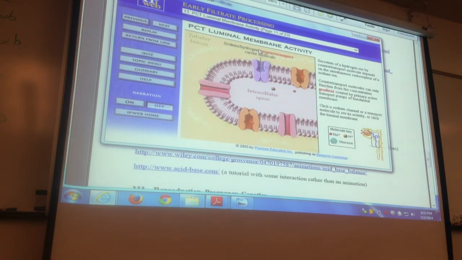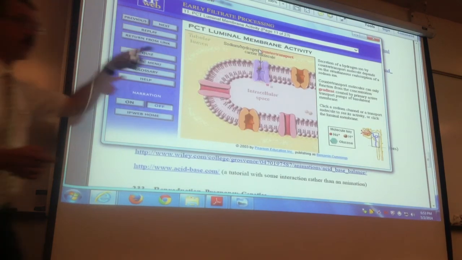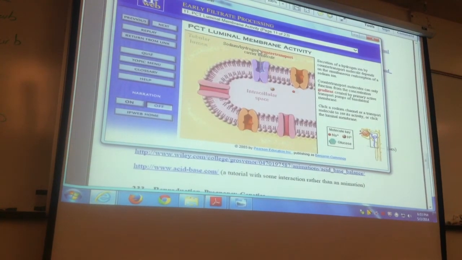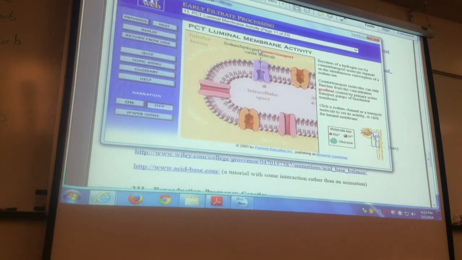You have glucose channels here, but not here. You have water channels here, there, and there. So everything you learned in 112 about enzymes is coming back to haunt you. So the enzymes are what determine this process: what goes where and how.